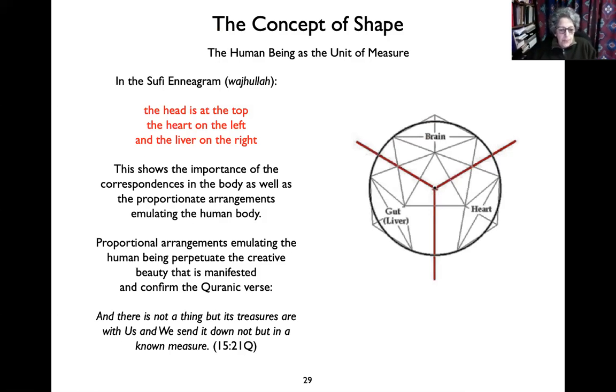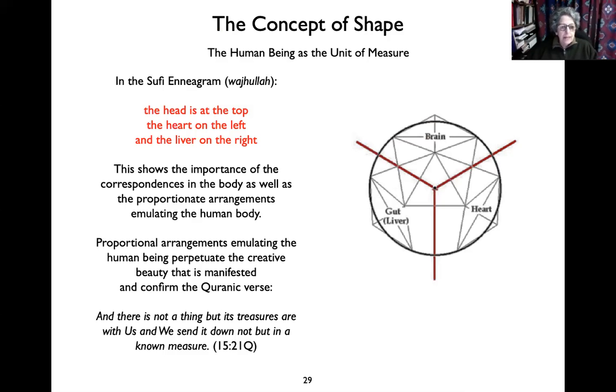So this shows the importance of the correspondence in the body, as well as the proportional arrangements emulating the human body. Proportional arrangements emulating the human being perpetuate the creative beauty that is manifested and confirm the Quranic verse: And there is not a thing but its treasures are with us, and we send it down not but in a known measure. That's in Surah 15, verse 21.